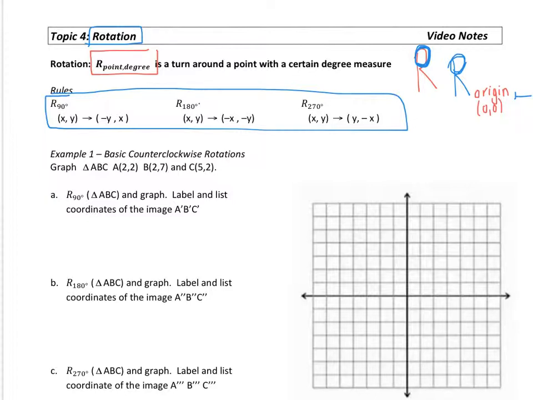So I'm going to start by plotting triangle ABC in example 1. A is located at 2, 2. B is located at 2, 7. C is located at 5, 2.